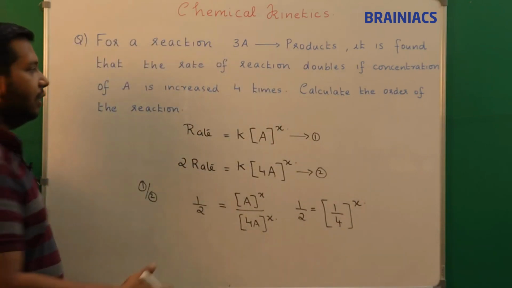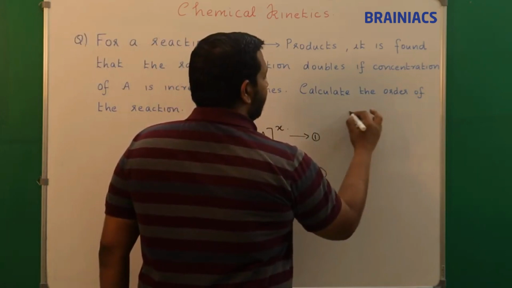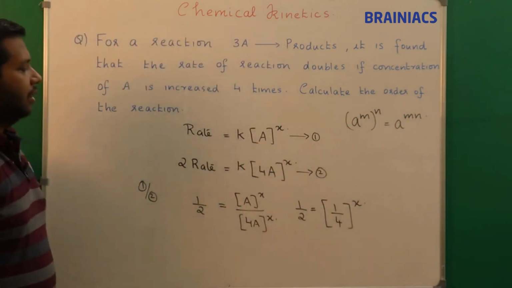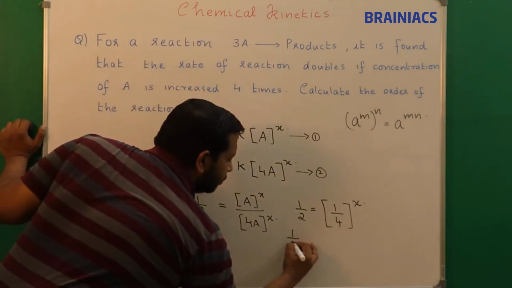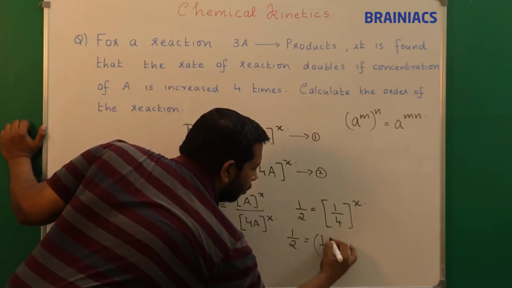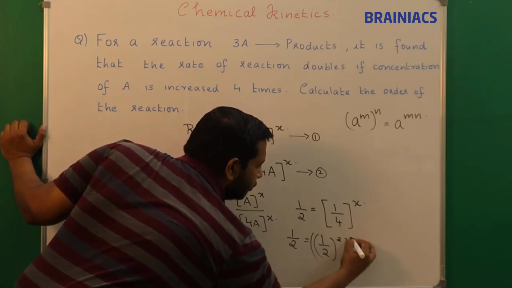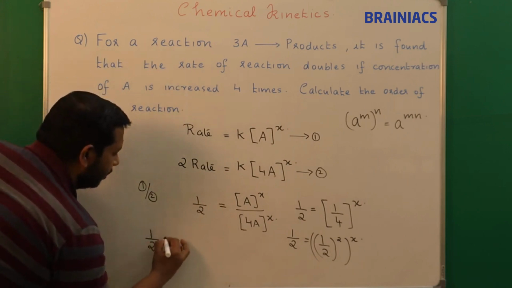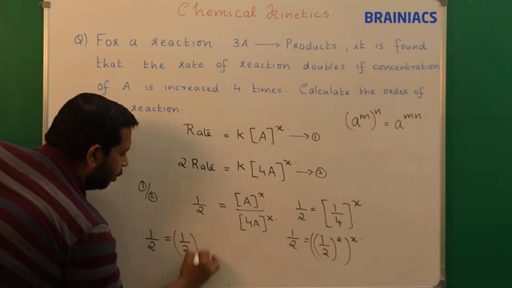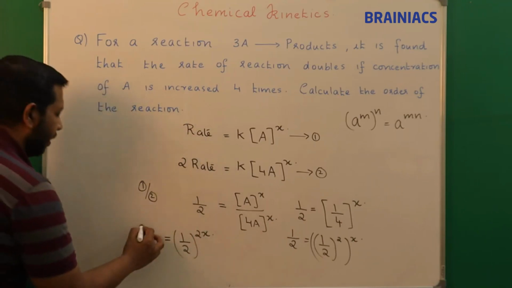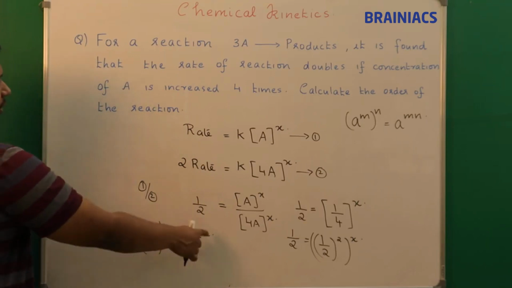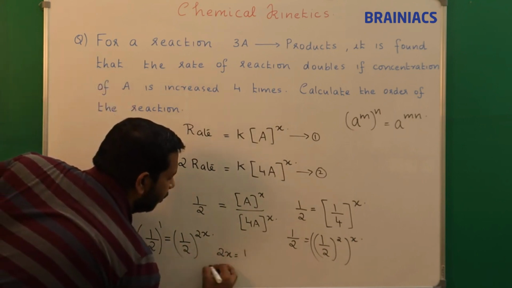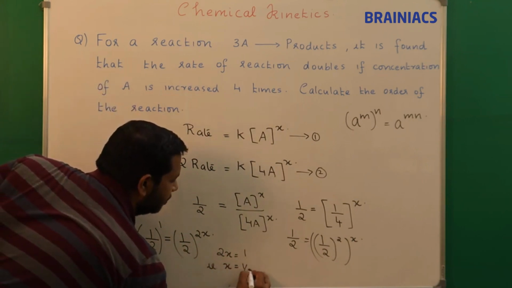Correct? Now we know that A power m raised to n can be written as A power mn, we have learned in maths. Now similarly we can write here 1 by 2 is equal to 1 by 2 the whole square raised to x. Correct? So what this will become? I can write 1 by 2 is equal to 1 by 2 whole power 2x. Now we can compare this, both are 1 by 2, this is raised to 1. So I can say 2x is equal to 1. So you have 2x is equal to 1, or I can say x is equal to 1 by 2.